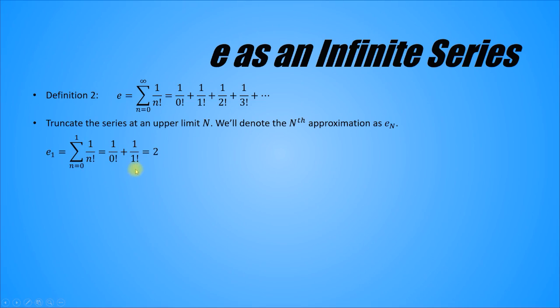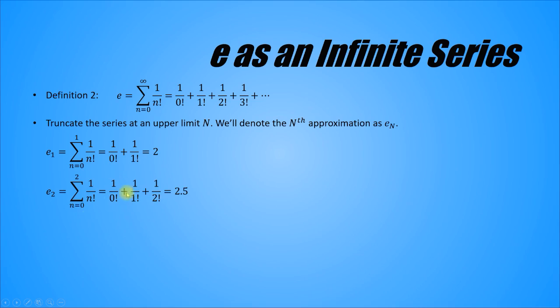And something I should point out is 0 factorial is defined to be 1. So this is 1, and 1 factorial is 1, so we get 1 plus 1 is 2. So there's our first approximation for e. e sub 2 includes the first 3 terms for n equals 0, 1, and 2.